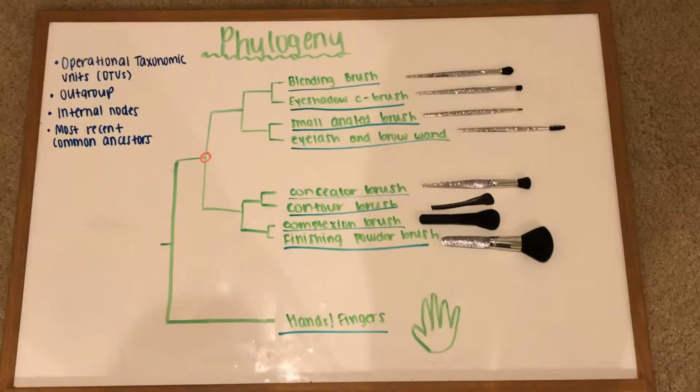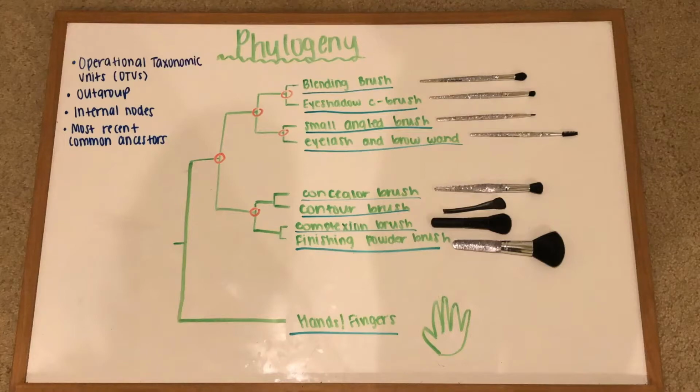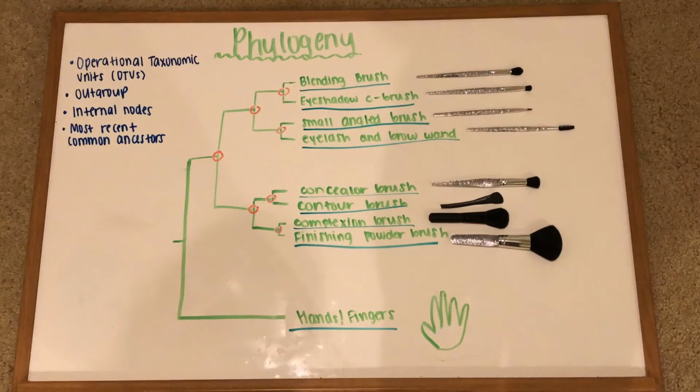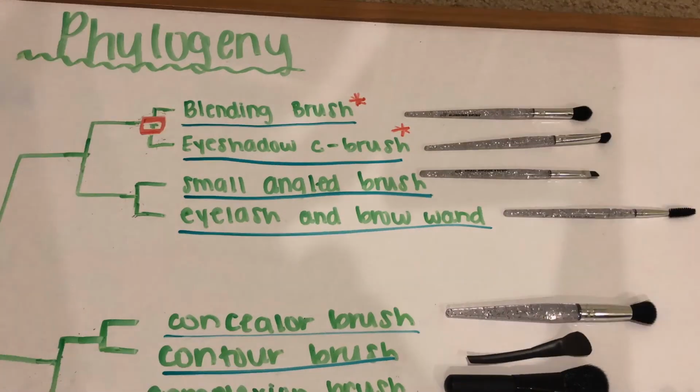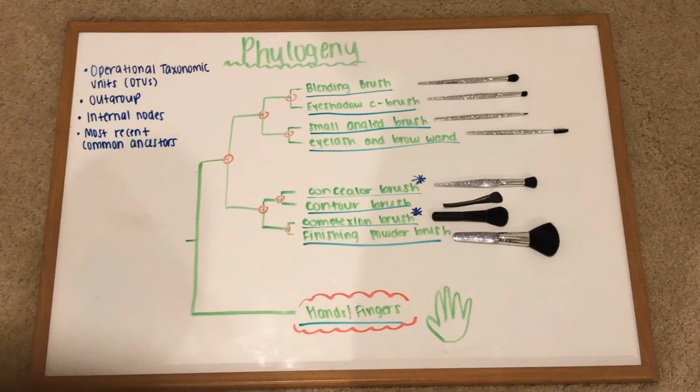Next, we have the internal nodes. These are represented by the areas that are circled. They indicate common ancestors of the brushes. For example, the common ancestor of a blending brush and the eyeshadow C brush are other blending brushes used specifically for the eye area. The most recent common ancestors are the two most recent nodes that connect two different brushes.